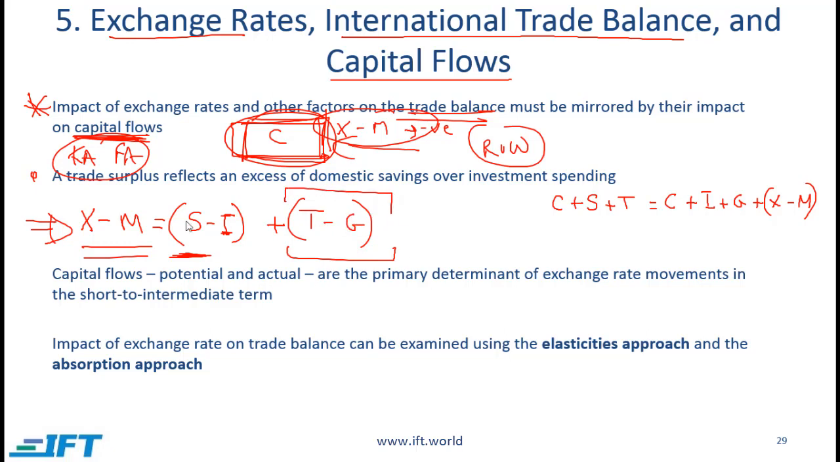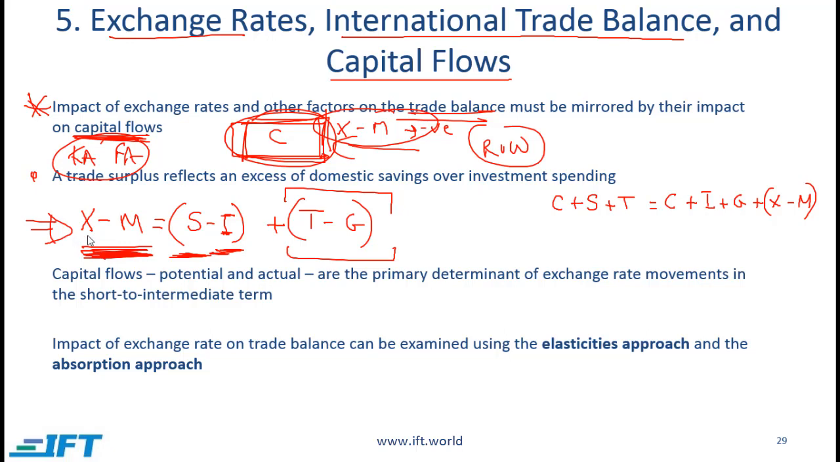If this is government savings, this is private savings, then effectively you can see that X minus M is based on the difference between overall savings and the investment number. If overall savings, both private and government, are very high relative to investments, that would mean that we will have a high trade surplus. If the savings are low relative to investments, then this number will be negative, which means that we have a trade deficit.